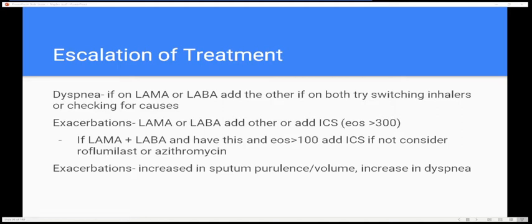Escalation of treatment. If you have dyspnea and you're on a LAMA or a LABA, you want to add the other class to it, so you have to know the drugs in those classes. And then you can also add an ICS if there are exacerbations. Not too hard there, just knowing what to add to therapy.